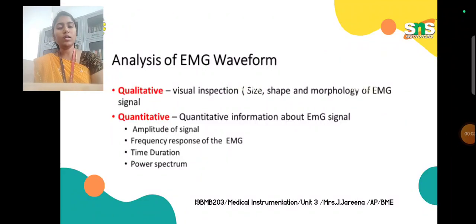Now we will see the different kinds of analysis we can do on an EMG waveform. One is qualitative analysis, and the second one is quantitative analysis.